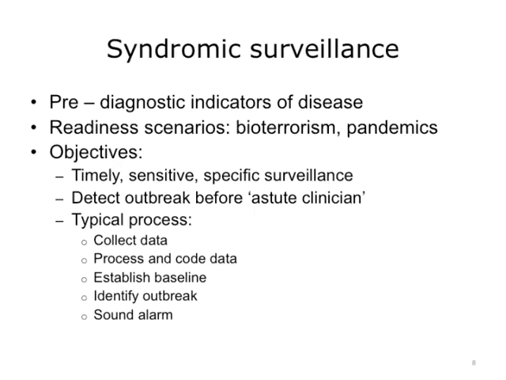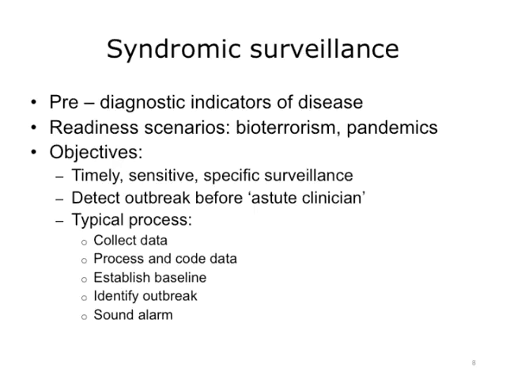We will now start discussing the difference between syndromic surveillance from traditional surveillance. Syndromic surveillance monitors pre-diagnostic indicators of disease. Syndromic surveillance grew in popularity in response to the readiness of any bioterrorism threats and pandemic outbreaks. Syndromic surveillance aims to perform timely, sensitive, and specific surveillance, and ideally will detect outbreaks before an astute clinician.